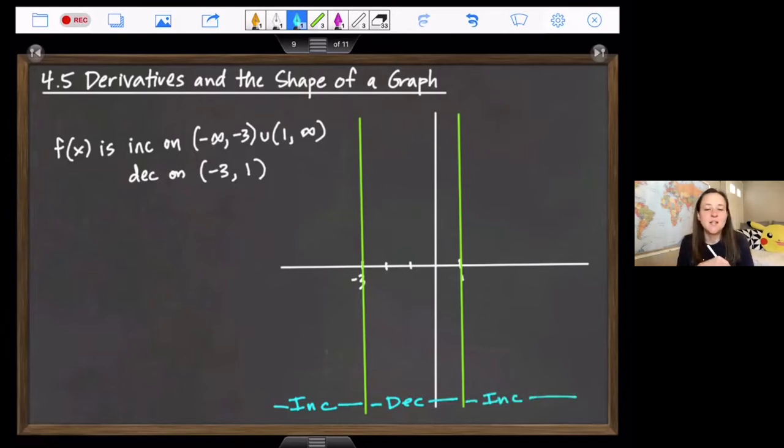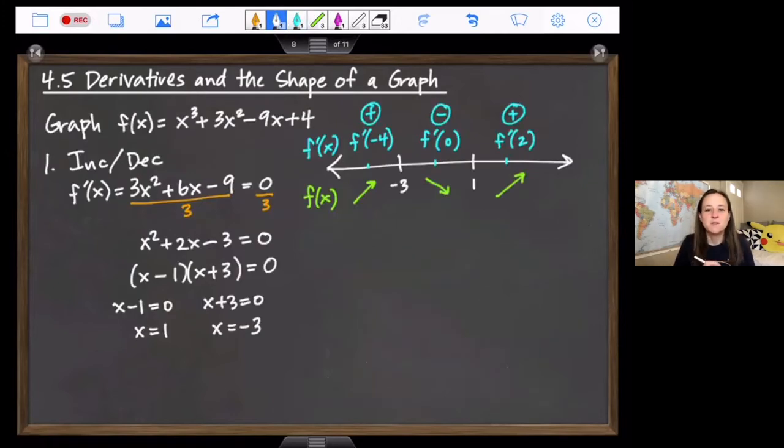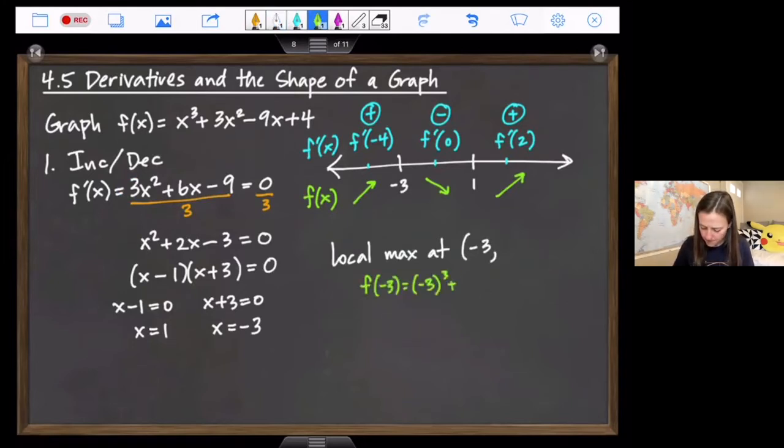So I'm going to put increasing over here. All right, so let's go back to that sign chart and figure out where the maximums and minimums for this function are. We're going to use the first derivative test to identify our local extrema. We know because the function went from increasing to decreasing at -3, we must have a local maximum at x equals -3. So we're going to have a local max at x equals -3. And I'm also going to find the y coordinate that belongs to that. So we're going to find f of -3. So our local max is at -3, 31.